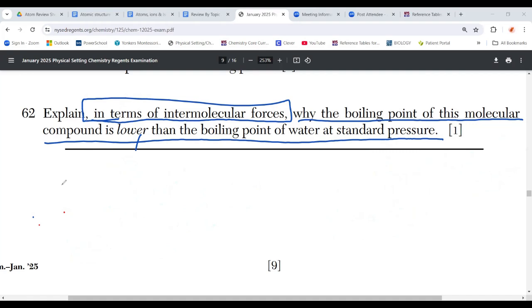So if it's hard to get something to boil, it's because I have to overcome all of the forces between the molecules before I can get it to go to a gas. All of those forces have to be overcome. So in terms of intermolecular forces, a compound with a lower boiling point will have weaker intermolecular forces holding it together.